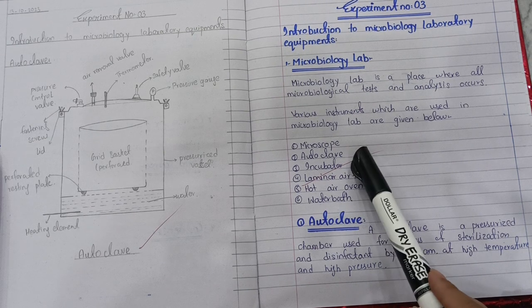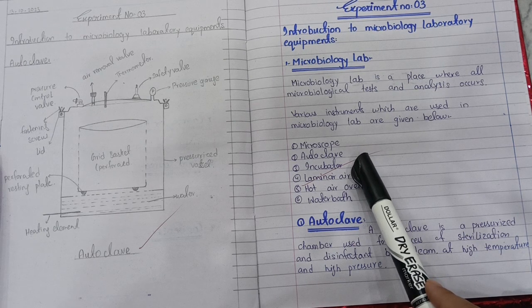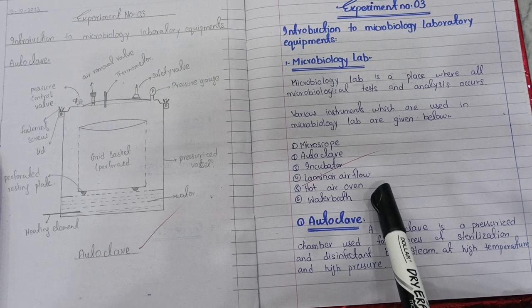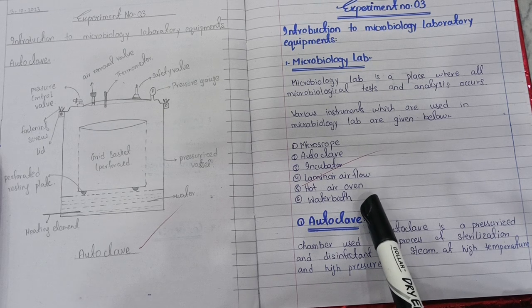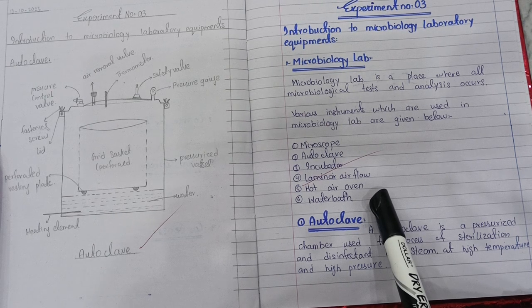The first instrument is the microscope, which we discussed in the previous experiment. The next instruments are autoclave, incubator, laminar airflow, hot air oven, and water bath. For these instruments we are going to discuss the explanation, their components, and their diagrams. We will explain how to use them. We will discuss all the things in that lecture.